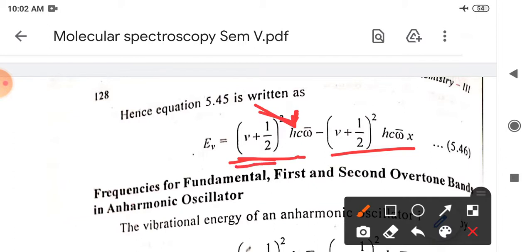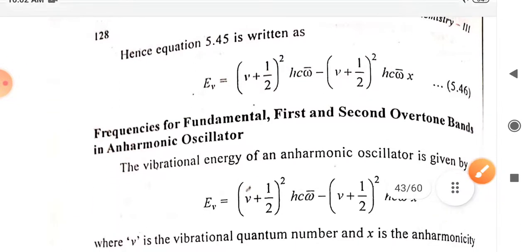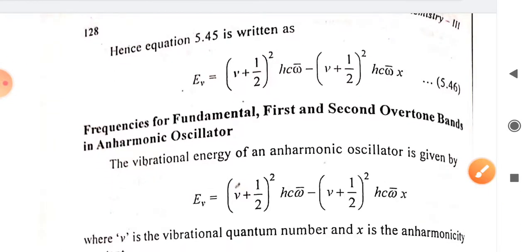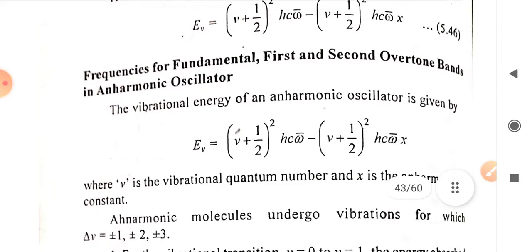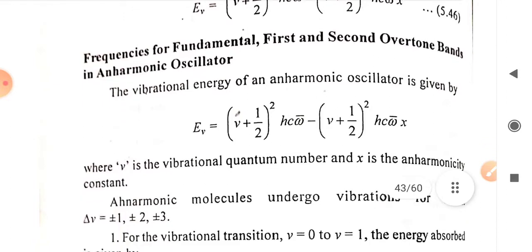So it should be (V + 1/2) hc ω̄ minus (V + 1/2)² hc ω̄ x. So these are the energy equations for the anharmonic oscillator. Now the next topic is the fundamental frequencies, first overtone, second overtone, and hot bands in the anharmonic oscillators.